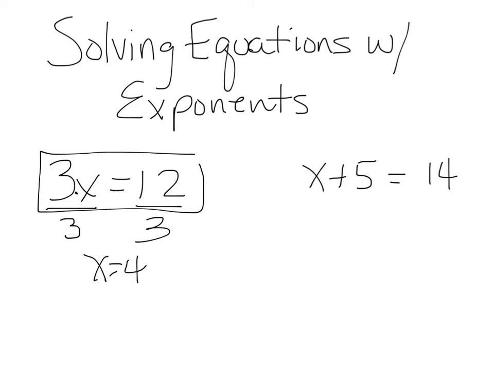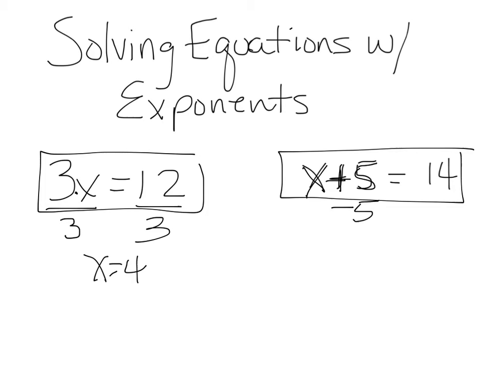Correct? An inverse operation. What about x plus 5 equals 14? We want to get the x by itself. There's a plus 5 here. What's the inverse operation of adding? Well, subtracting 5 cancels that out. We do it to both sides, and we get x equals 9.